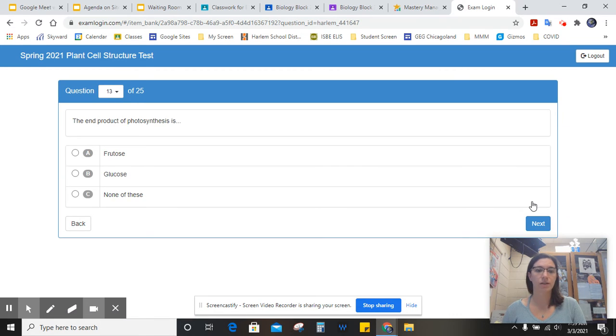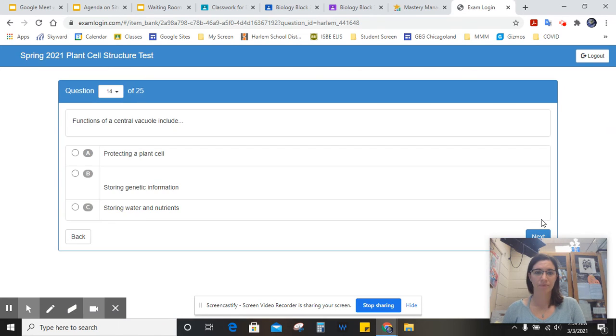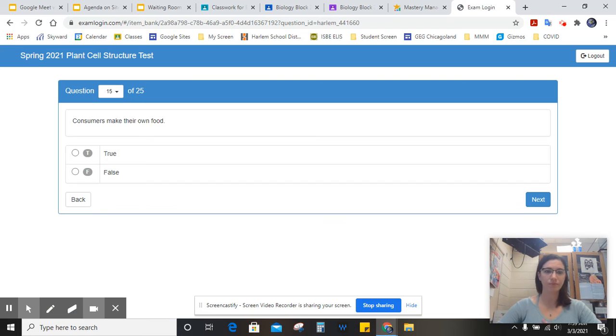Question 13. The end product of photosynthesis is A, fructose, B, glucose, or C, none of these. Question 14. The functions of a central vacuole include A, protecting a plant cell, B, storing genetic information, or C, storing water and nutrients. Question 15. Consumers make their own food. T for true, F for false.